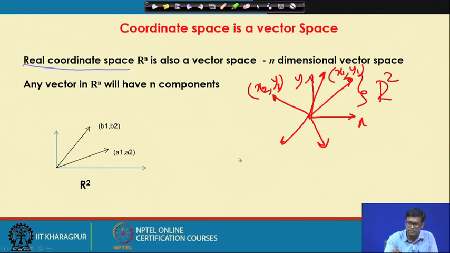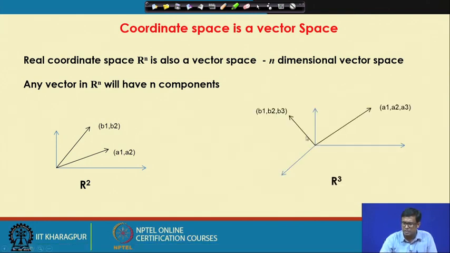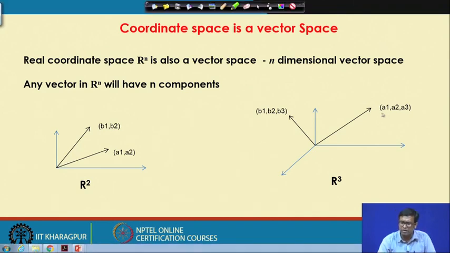And if we look into a 3D vector or 3D coordinate space, there will be 3 axes, because it is a 3 dimensional plane, and any vector will be in that particular 3 dimensional plane, or in that coordinate space which is R 3. Any of these vectors will have 3 components. I will require 3 components to express any of these vectors.